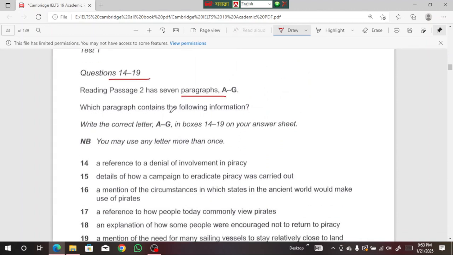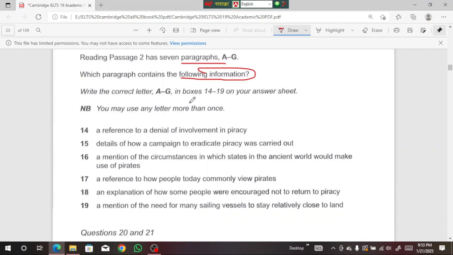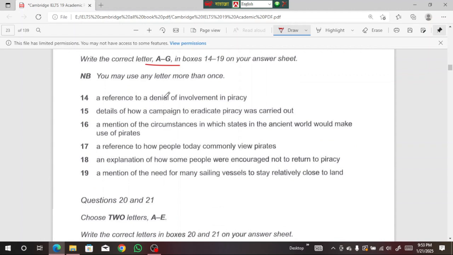Which paragraph contains the following information? That means we have to match the information A to J in the box. We can use one letter more than once. Question 14: a reference to a denial of involvement in piracy. That means denial of involvement in piracy.